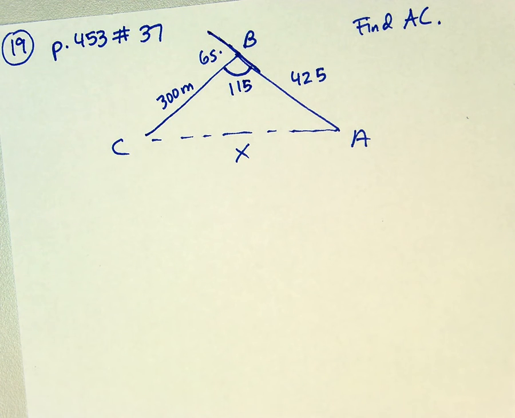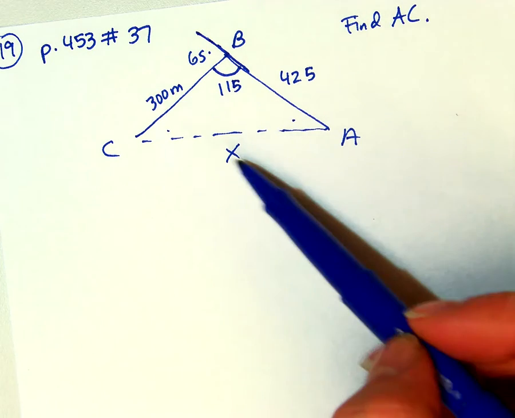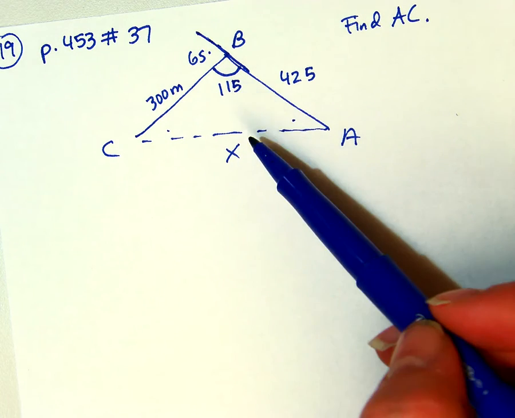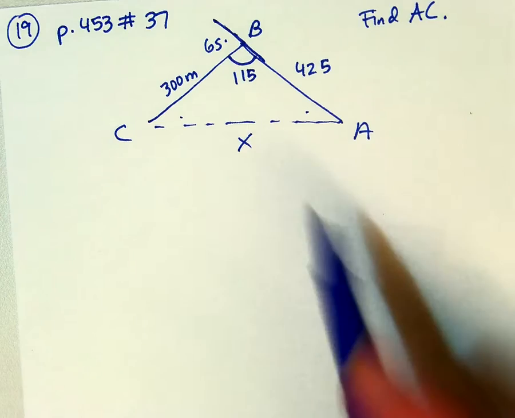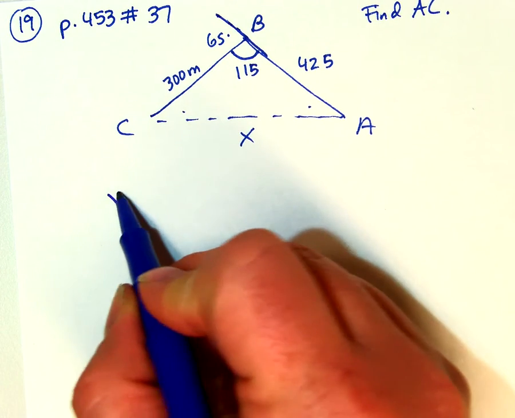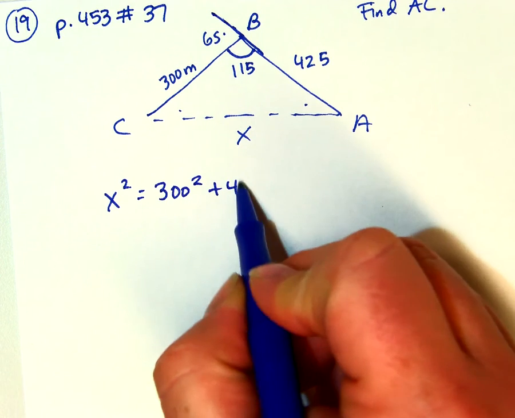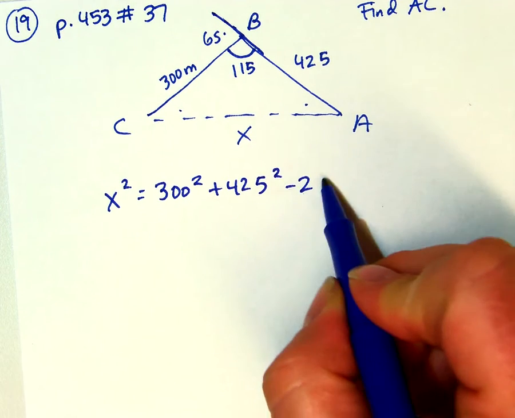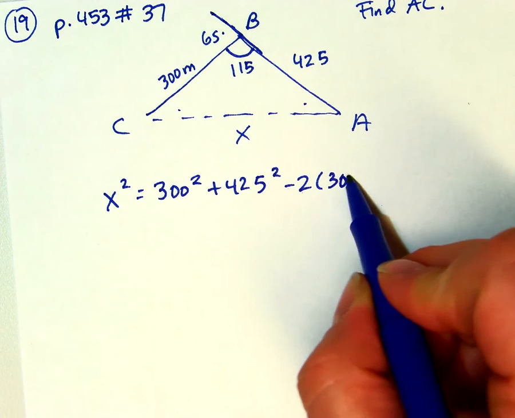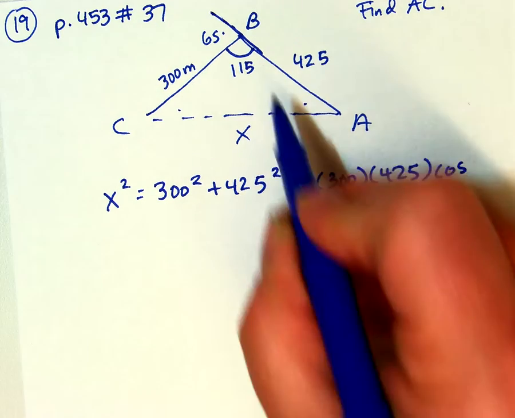Okay, so now I have to figure out if I'm going to use the law of sines or the law of cosines. Well, I don't know these two angles that are across these sides, and I know the angle but not the side across, so I'm going to do law of cosines, side angle side. So I'm going to do x squared equals the other two sides squared minus 2 times those two sides again times the cosine of the angle.